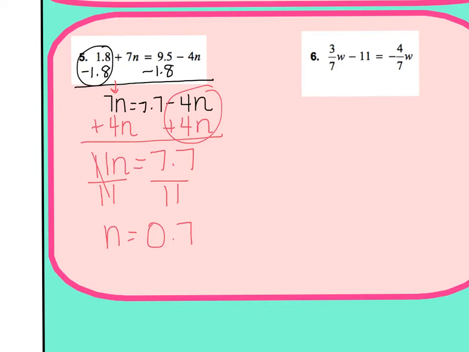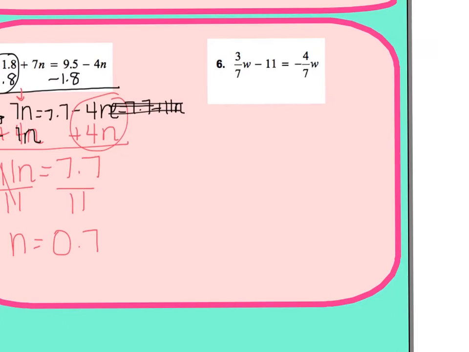A lot of times students go to take away, right up here, 7n from both sides, and what happens is they are left with 7.7 plus 11n, and they got rid of everything on the left-hand side. We don't want to do that because then we don't have the n by itself. We've totally dropped off our equal sign, and we don't want to do that.